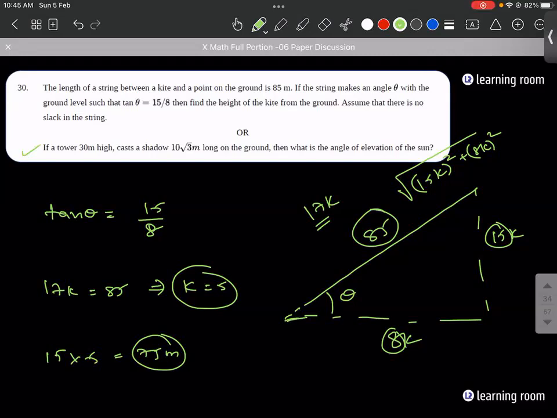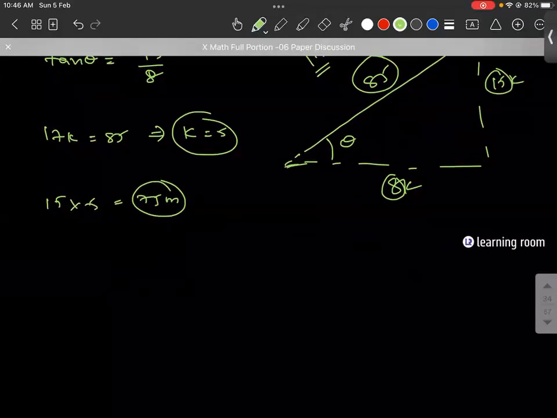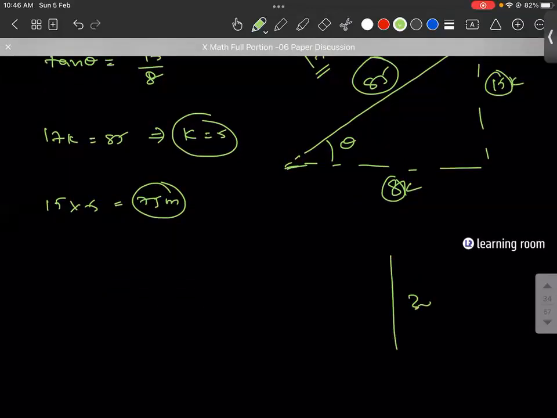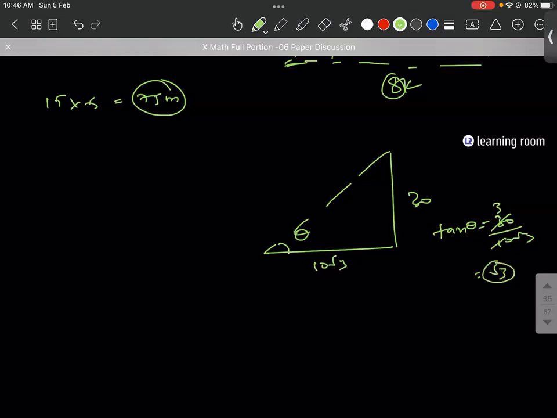Okay. If a tower 30 meter high casts a shadow of 10 root 3 along the ground, then what is the angle of elevation of the sun? Easy. 60 degrees. This is 10 root 3. This is theta. So tan theta is equal to 30 divided by 10 root 3. This goes 3 times. This is the root 3. So tan theta is equal to this value. So theta will be equal to 60 degrees.